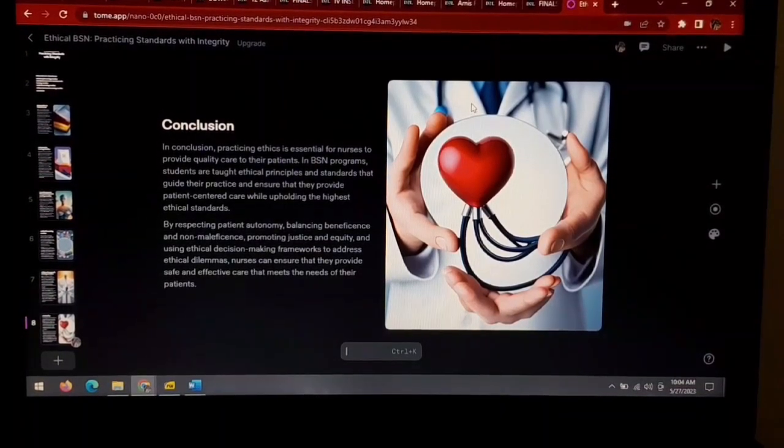Seek consultation and collaboration when faced with ethical dilemmas or complex situations. Seek consultation from colleagues, supervisors, or ethics committees. Collaborate with interdisciplinary teams to address ethical concerns and make decisions in the best interest of the patient.